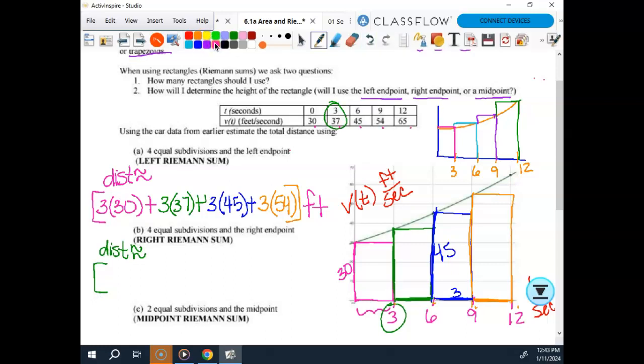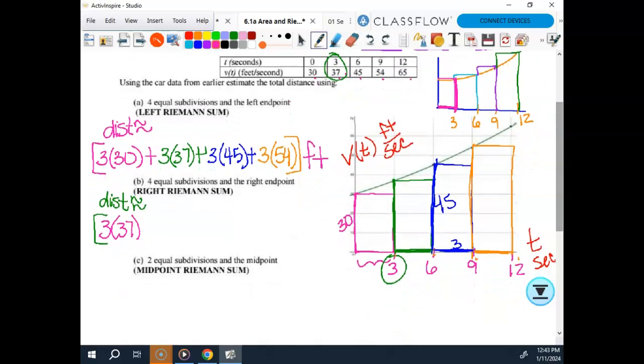And then we are going to find the areas. So this first rectangle, what's the length of the base? 3. What is the height? Because we do it from the right, it's 37. Because I'm at 3, I want 37. So it's 3 times 37. Then I'm going to go to my second interval. What's the length of the base? 3. So plus 3 times the height of the rectangle, which is 45.